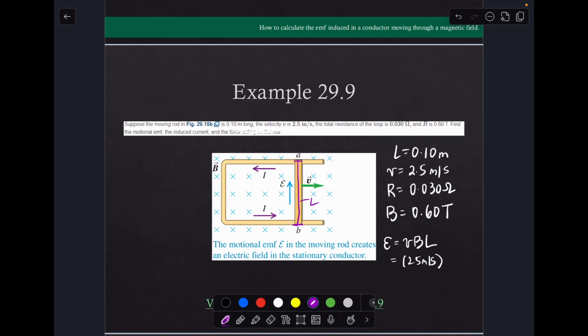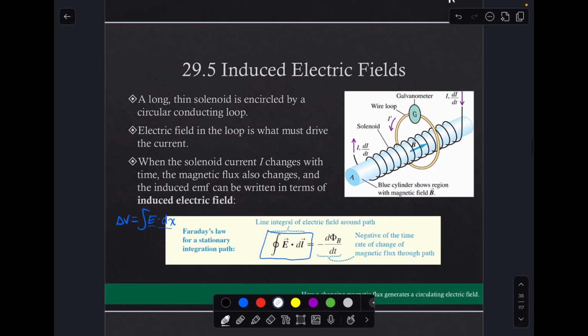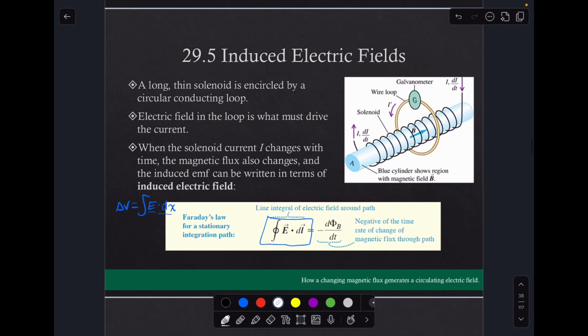So we plug in everything and then put it in the calculator. And then there's your answer for the voltage. And to find the current, well, V equals IR, right? So it should be EMF over R, and that's how you find the current. Easy stuff. What's not so straightforward is the induced electric fields.